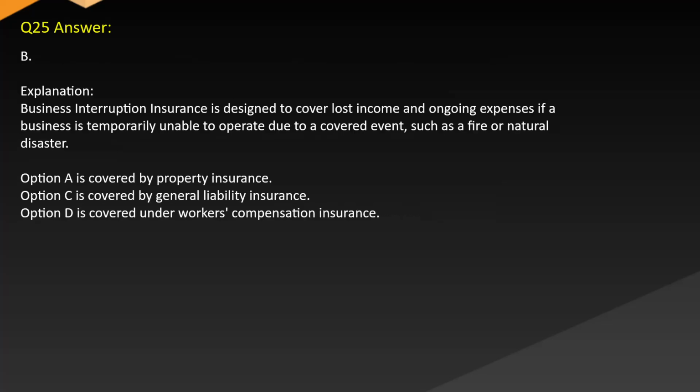Answer: B. Explanation: business interruption insurance is designed to cover lost income and ongoing expenses if a business is temporarily unable to operate due to a covered event, such as a fire or natural disaster. Option A is covered by property insurance. Option C is covered by general liability insurance. Option D is covered under workers' compensation insurance.